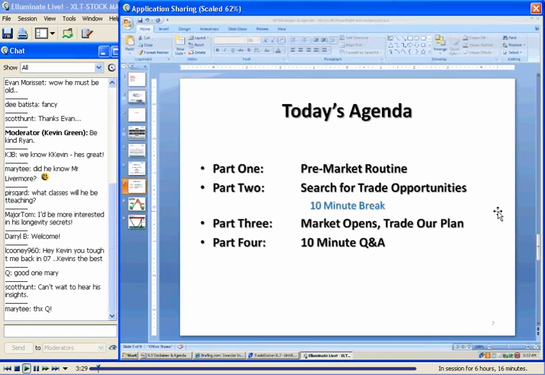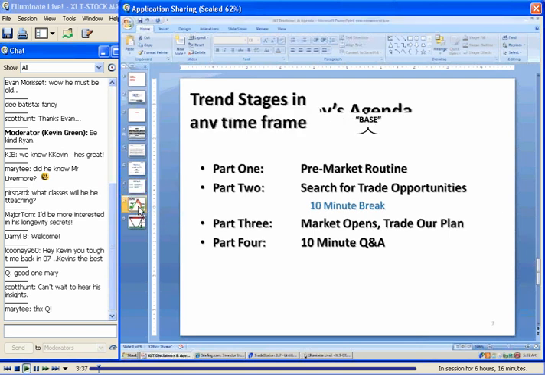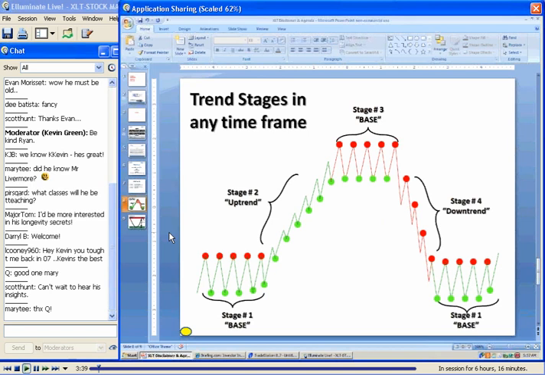Now, when it comes to going through our routine and setting up what it is that we're doing for the day here, just a quick little review, quick reminder of what it is that we're first looking for. First, we want to identify the stage of trend that we're in, and then identify those supply and demand zones. Okay, so we want to identify if we're in a stage 1 or stage 3, that's our basing pattern. Stage 2 uptrend, stage 4 downtrend.